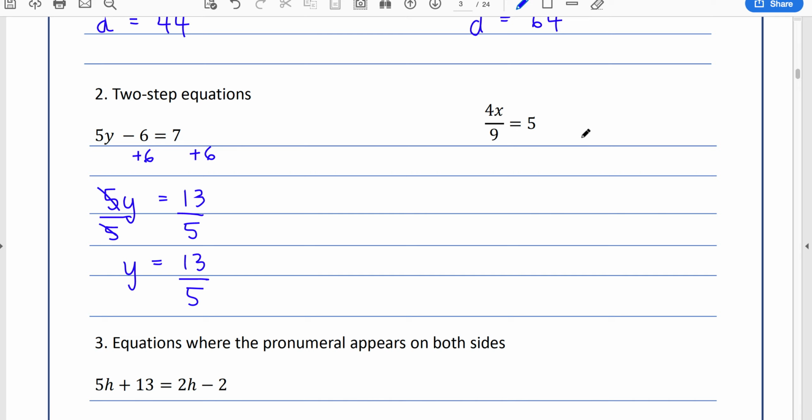Okay, so the next one, we've got 4x being divided by 9. So that division by 9, I'll deal with that first. I deal with that by multiplying both sides by 9. That will cancel it out from here. So 4x is equal to 5 times 9, which is 45. Next step, this is being multiplied by 4, so I divide both sides by 4.